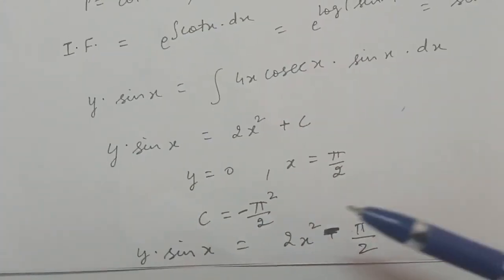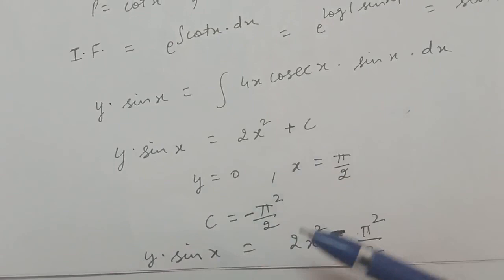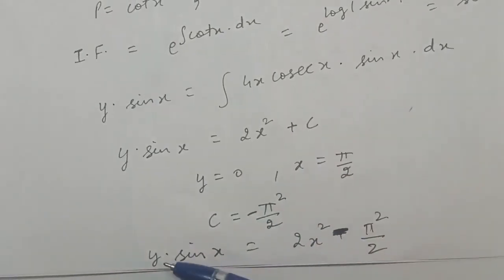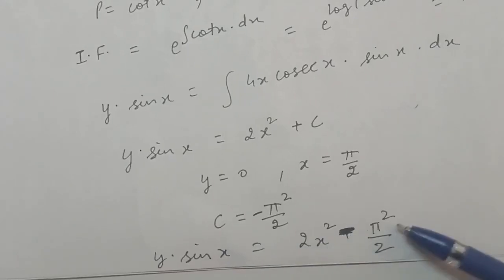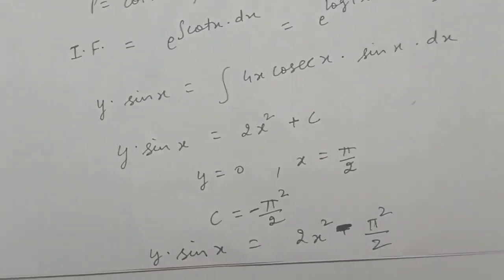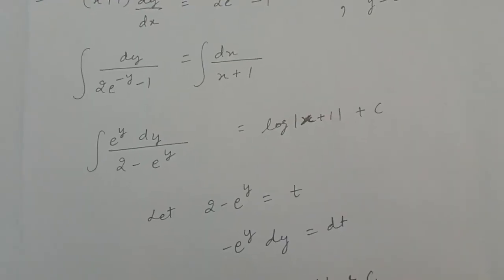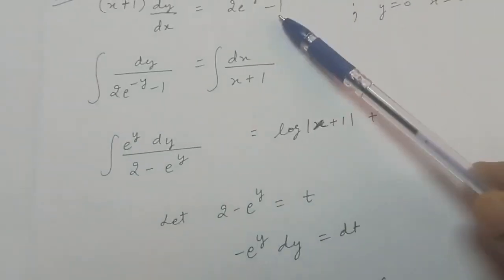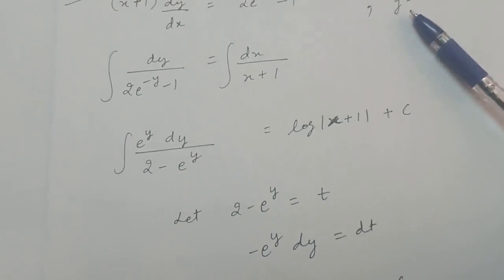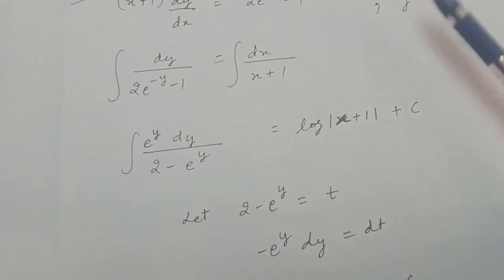Now put this value of c in this general solution, then you'll get the particular solution y into sin x equal to 2x square minus pi square by 2. Question number 14 is find a particular solution of the differential equation this, and this is given when x is equal to 0, y is equal to 0.